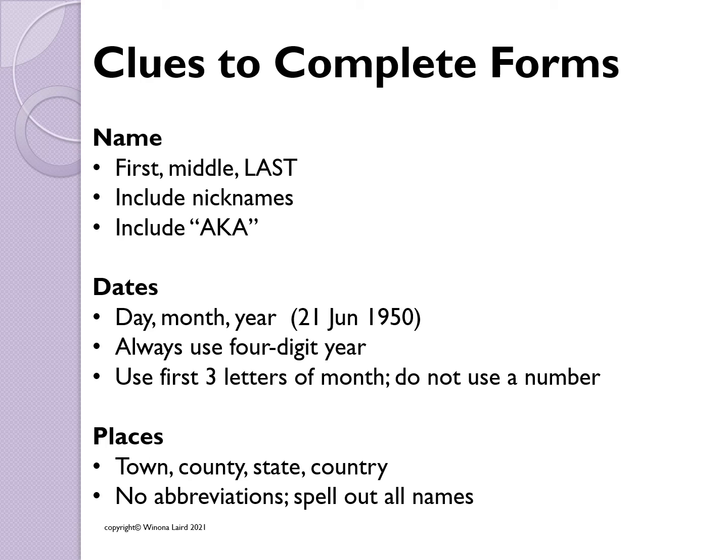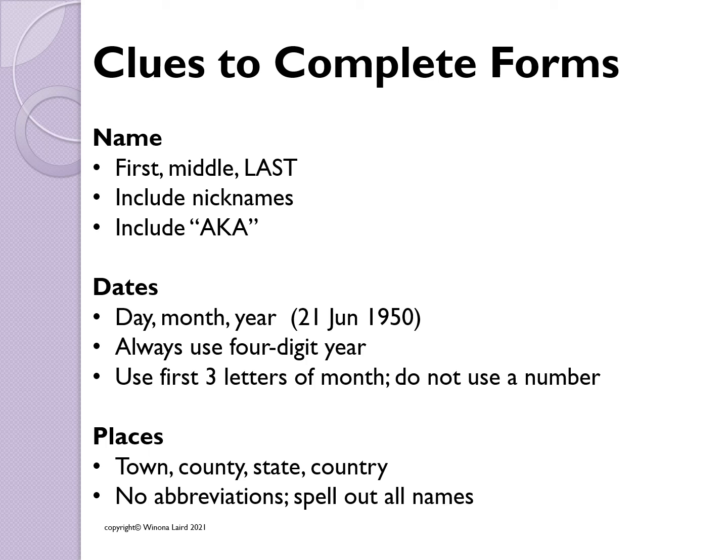Now, when filling out these forms, I'll give you a few clues on how to complete the form. If you possibly have all the first, middle, and last name, be sure and list it. Include any nicknames. Include any AKAs, also known as. Now, as far as the dates, you use the day, the month, and the year. Always use a 4-digit year because you're working in the 1800s, 1700s, 1900s, so you need the 4-digit year.